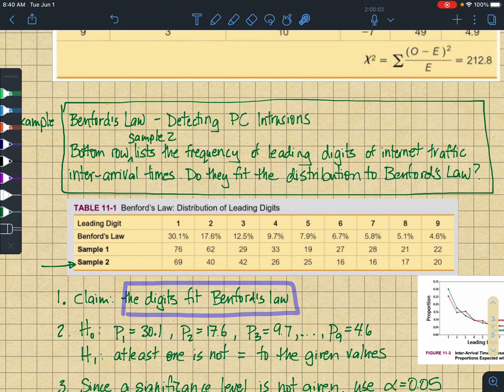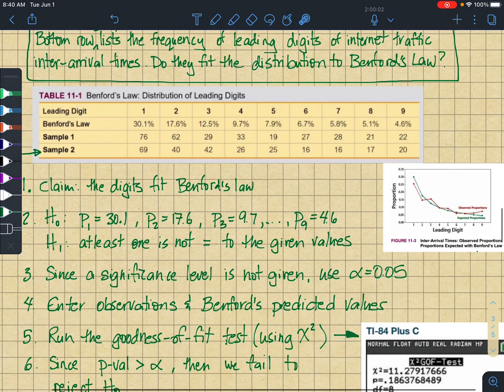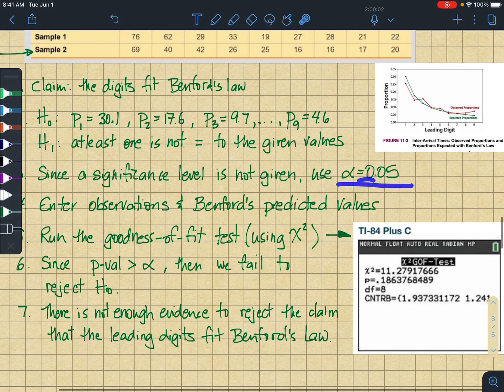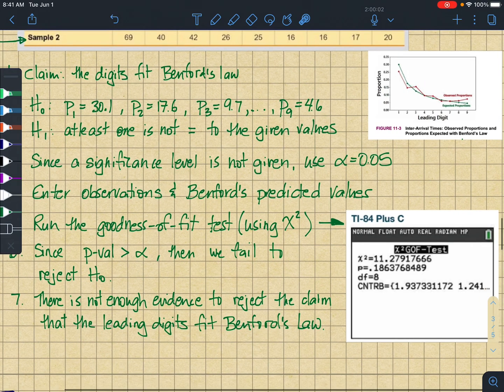And so the claim is the digits fit Benford's law. If they do fit Benford's law, then we've got no problems. We don't have to worry about some sort of intrusion going on. All right? By the way, this is called inter-arrival times. And again, it's just the leading digit that we're taking here. So we set up our p-values to Benford's law, and we look at each one. And the claim is that they all equal Benford's value, and then obviously our alternative is that one of them does not. Again, 5% is our assumed significance level.